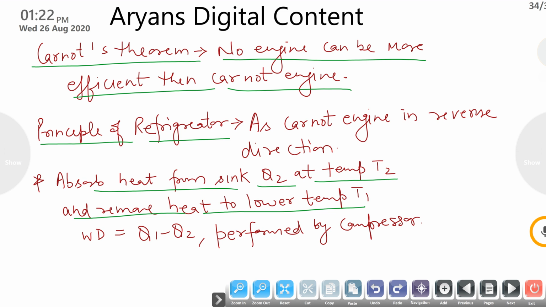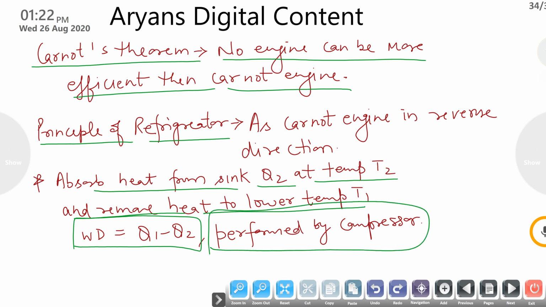So, the work done is simply, as we know, Q1 minus Q2, that is the change in heat energy, and this work is performed by the compressor inside the refrigerator. So, the compressor will do the work so that heat taken from the inside material of the refrigerator is rejected to the outside world.